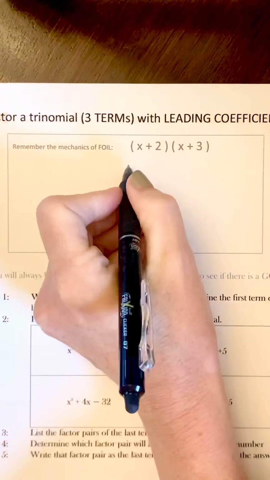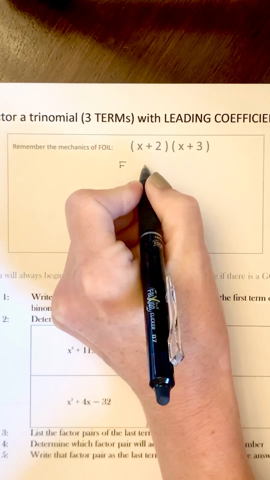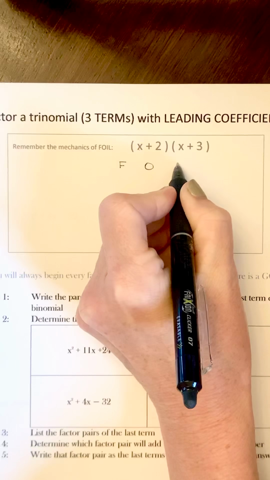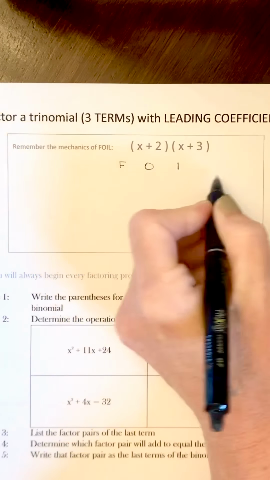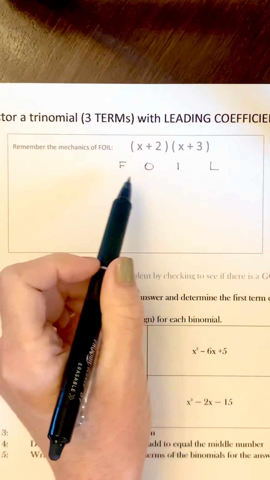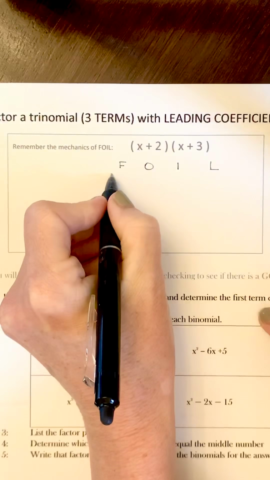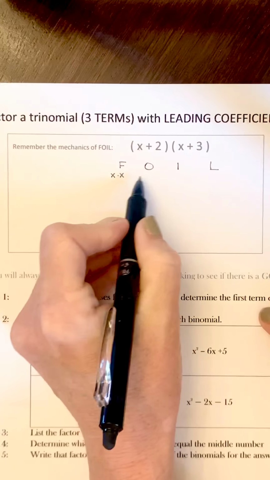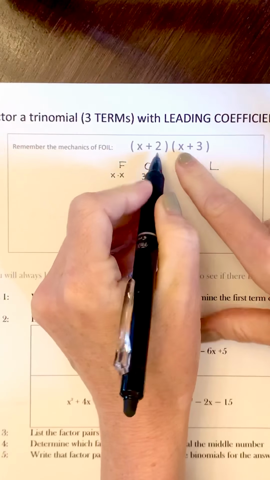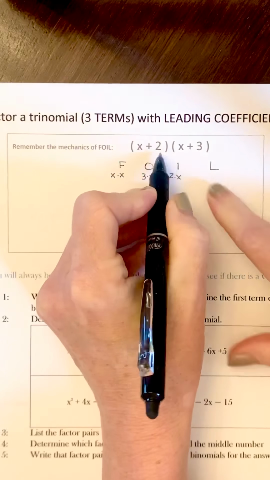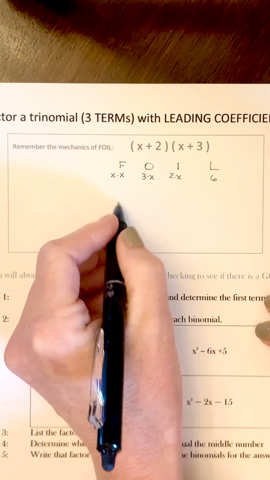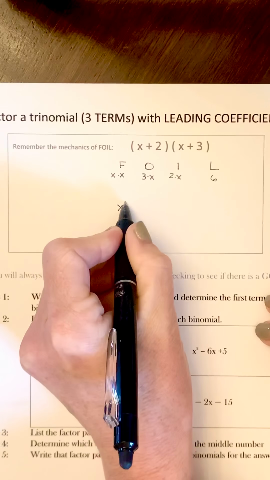So F stands for first, O stands for the outer terms, I stands for the inner terms, and L stands for the last terms. Okay, so what were the first terms? X times X. Okay, what are the outer terms? 3 times X. The inner terms were 2 times X, and the last terms were 6. So what you did was you multiplied first terms together, and you got X squared.